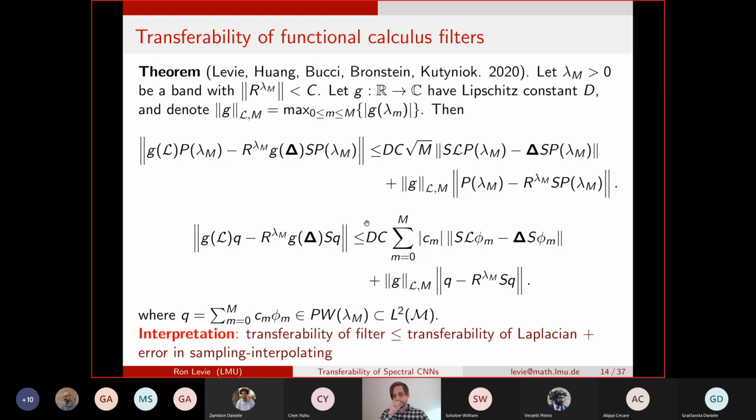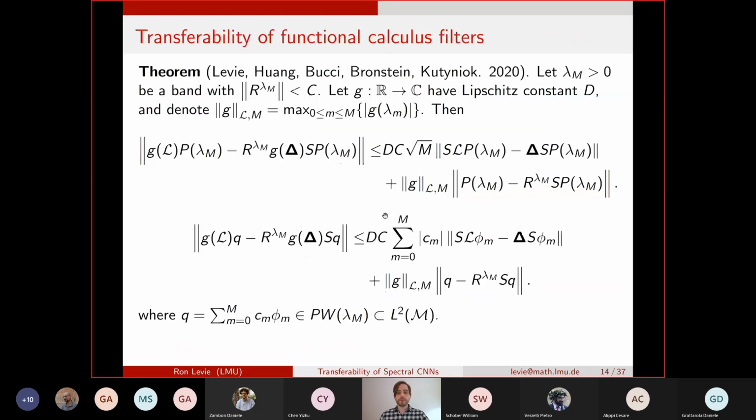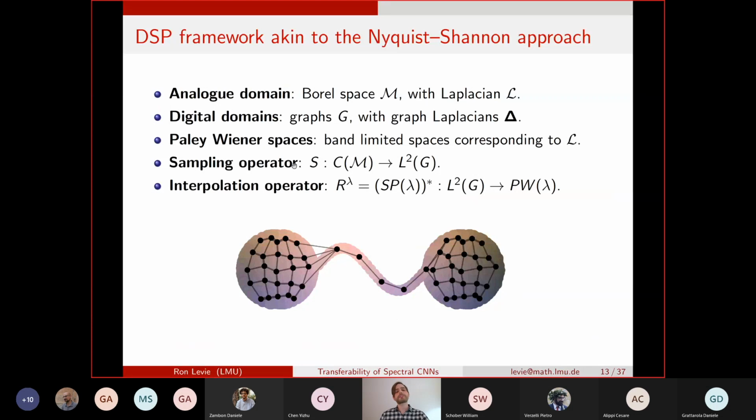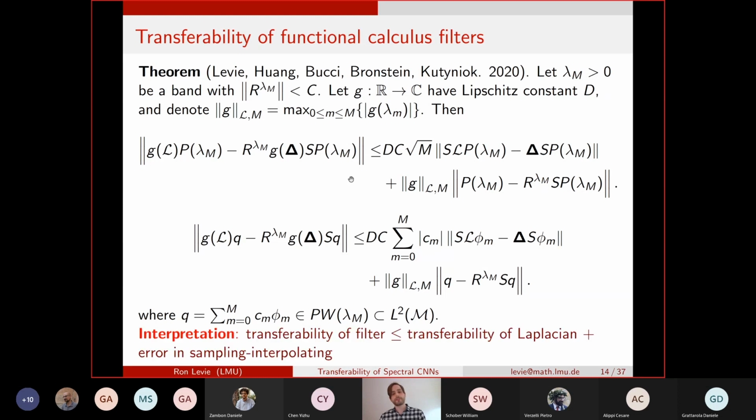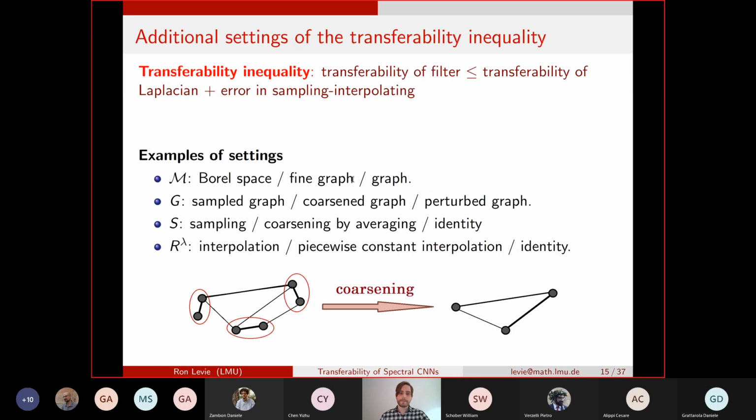Okay, so there are different versions of this inequality. I put here a couple of them. And it is interesting to note that for this theorem, we don't really need the digital signal processing framework. The theorem is very generic. It doesn't really matter that S evaluates a signal at sample points. S can be any linear operator, and R can be any linear operator. It doesn't even matter that G is a graph. This inequality is very general, and we can use it in additional use cases.